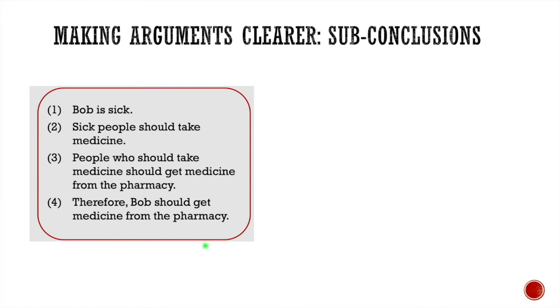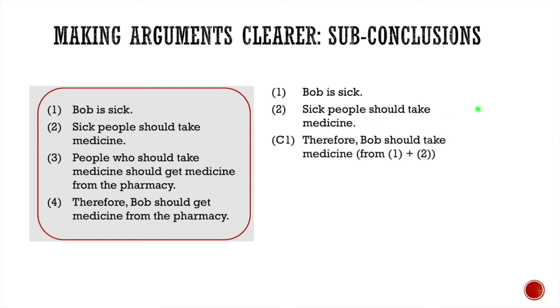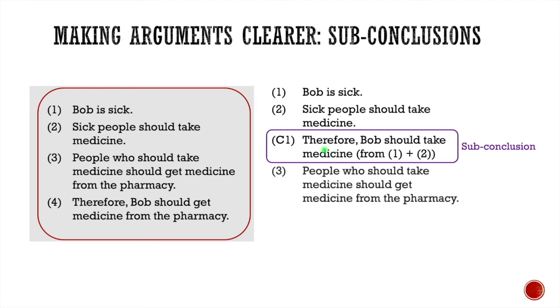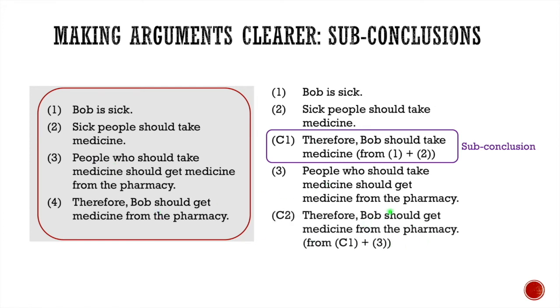So to address this issue, we can add a subconclusion like this. We'll keep premise 1, Bob is sick. We'll keep premise 2, sick people should take medicine. But now we'll introduce this, therefore Bob should take medicine. And this is a subconclusion. So we're basically saying this is something that you can infer from these 2 premises. You can infer from these 2 that Bob should take medicine. And then you can go on, take your 3rd premise, put it here, and then put the conclusion down here.